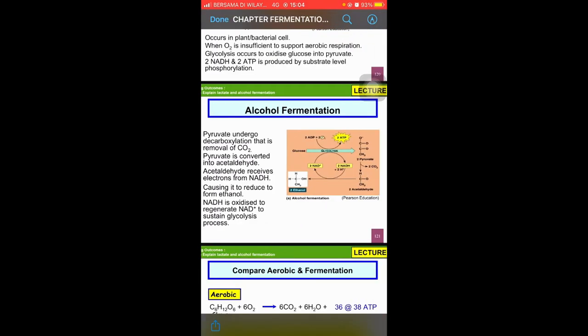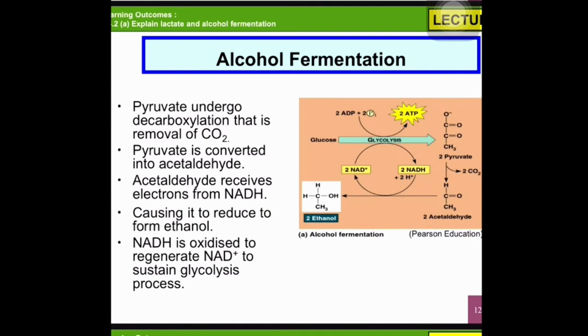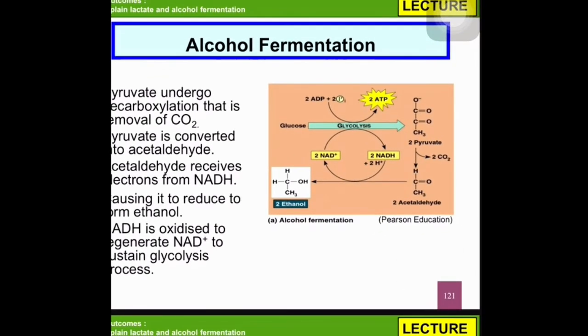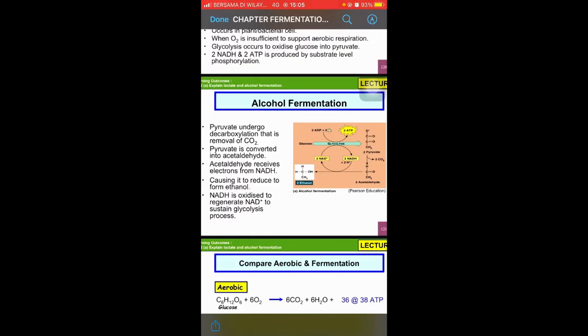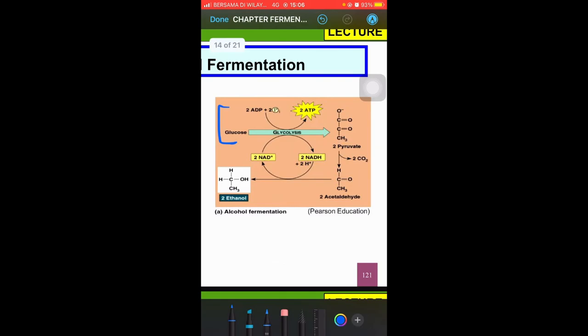Macam yang Al dah cakap tadi, pyruvate akan undergo decarbonylation, iaitu proses removal of carbon dioxide. Pyruvate undergo decarbonylation to be converted into acetaldehyde. Then acetaldehyde itulah yang akan receive electrons from NADH, then causing it to reduce to form ethanol. Then NADH is oxidized to regenerate NAD plus. Ni glycolysis.